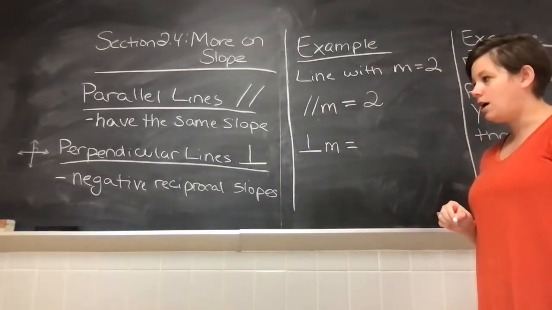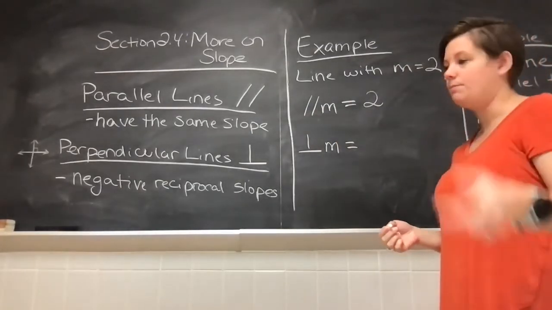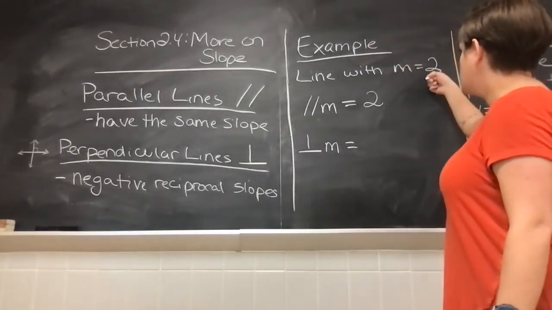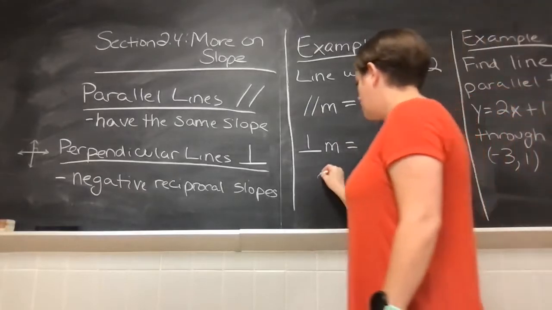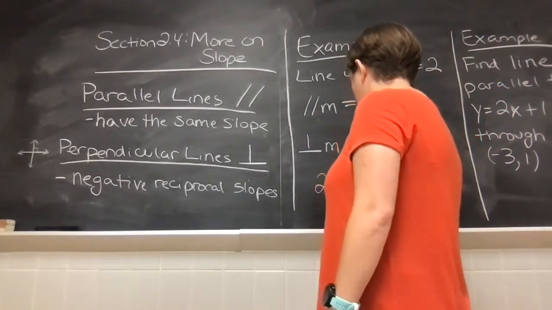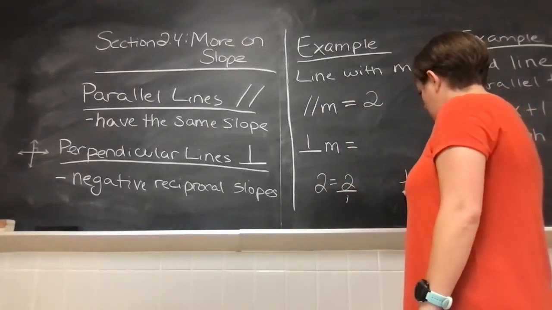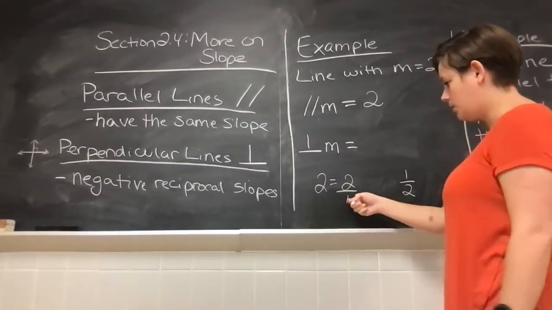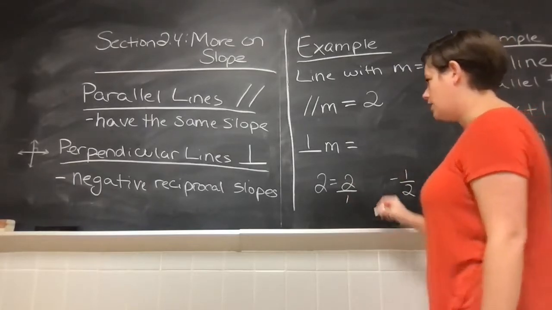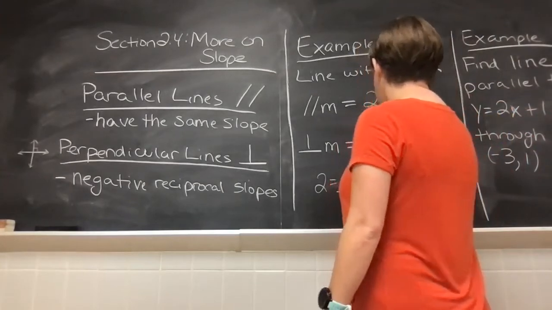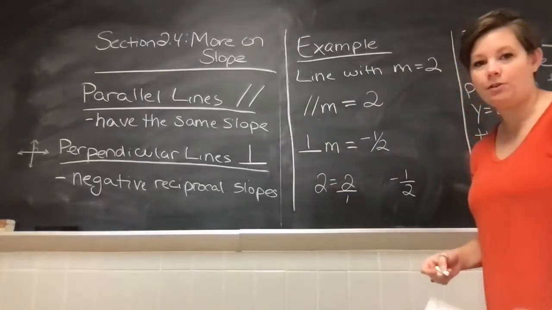Now perpendicular has negative reciprocal. So negative means negative, and then reciprocal means you flip it. So if I wanted to write 2 as a fraction, how would I write it? Well, 2 is the same thing as 2 over 1. So the reciprocal of 2 is where we flip it. That would be 1/2. I took my top and I made it my bottom. So the negative reciprocal of 2 would be -1/2. So the slope of a line that is perpendicular to our first line would be -1/2.